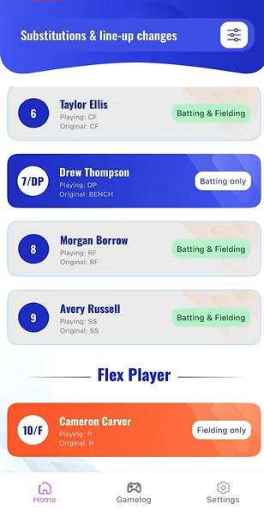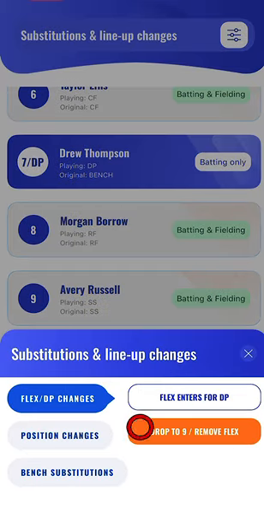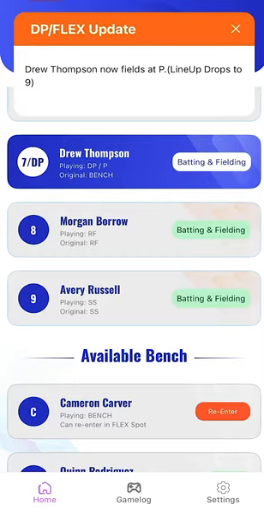So here on the app, we can go to the substitution bar, and we're going to click drop to 9, remove flex. We also could actually go to substitution. We could go to position changes, and we could put our DP into pitch, but we're just going to keep it simple. We're going to go drop to 9.